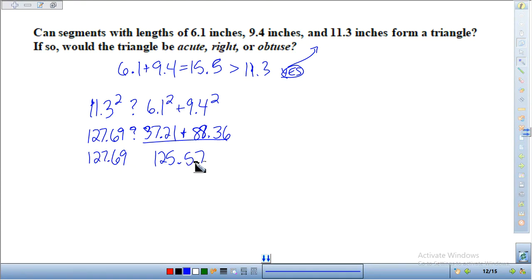When we get that simplified all the way, we're going to see that 127.69 is greater than 125.57. So because c squared is greater than a squared plus b squared, we know based on Theorem 7.4 that this must be an obtuse triangle.